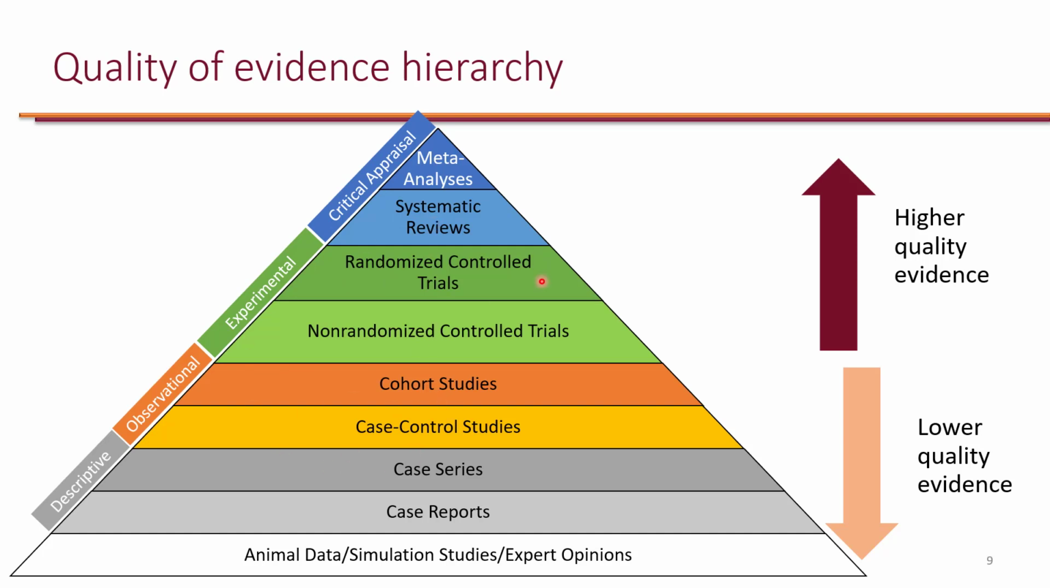Now, it's important to start at the top of the pyramid. So when there is information available for a particular question from the top of the pyramid, it's often best to rely on those rather than start at the bottom. So when we do have randomized clinical trials and systematic reviews and meta-analyses, we make decisions based on that rather than rely on animal data, simulation studies, and expert opinions.